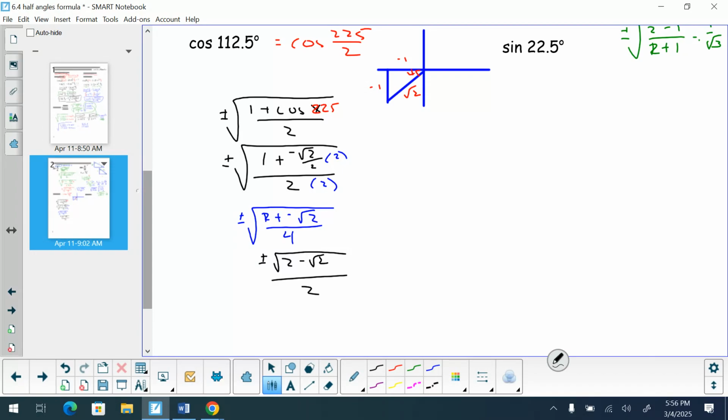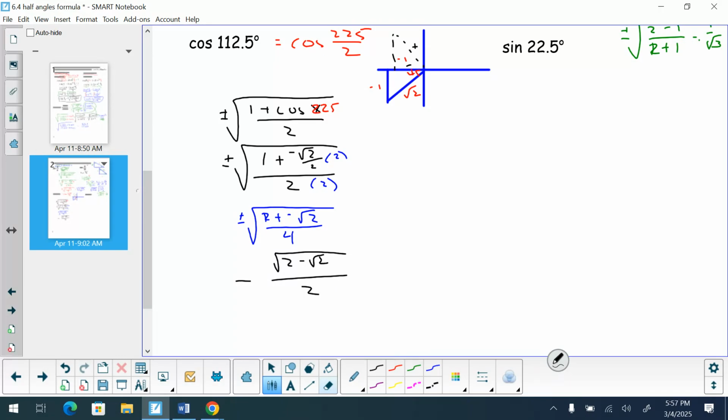Now we can clickety-clack into our calculator cosine of 112 to determine if it's positive or negative. Okay, it puts us into quadrant number 2, and in quadrant number 2, we have a negative over a positive, so the cosine will be a negative. So this is a negative value.